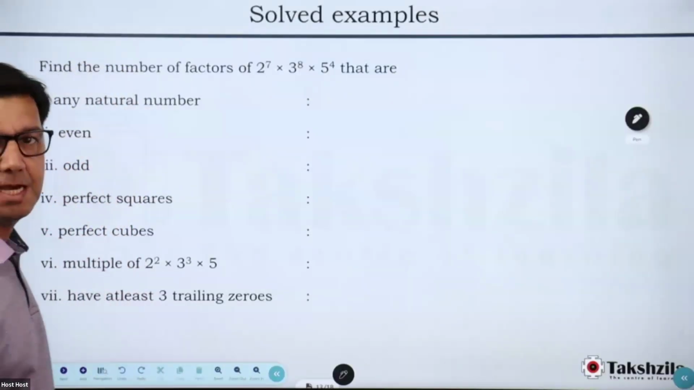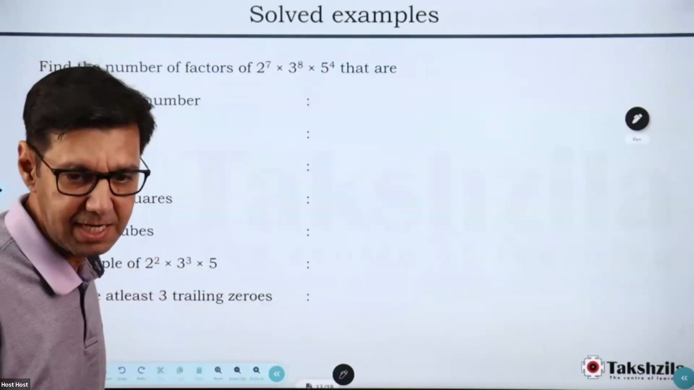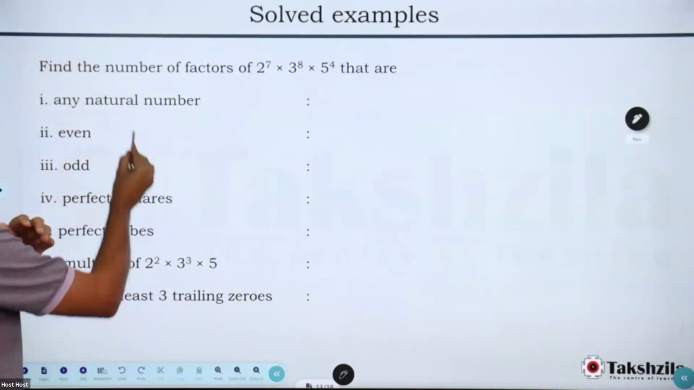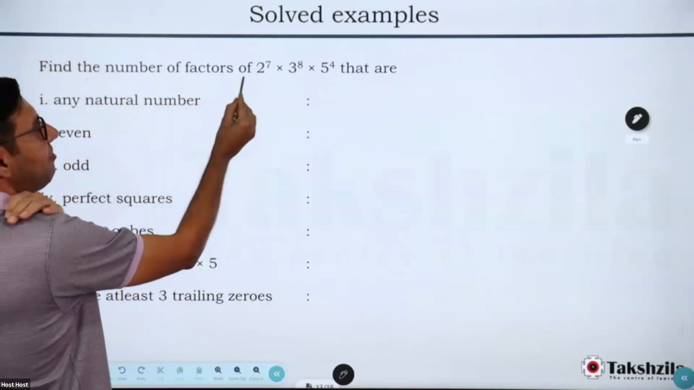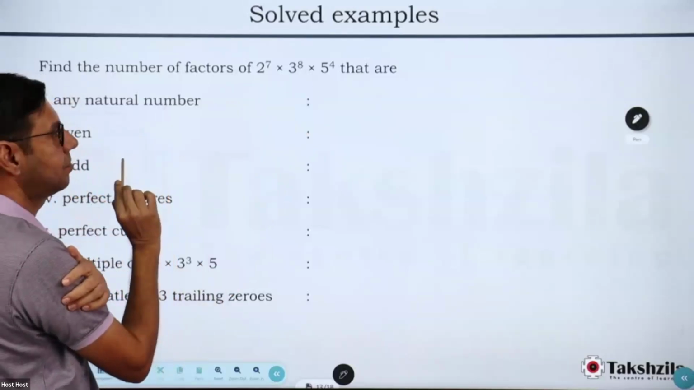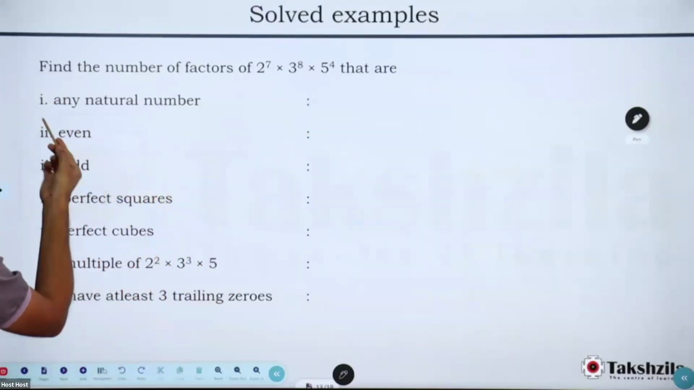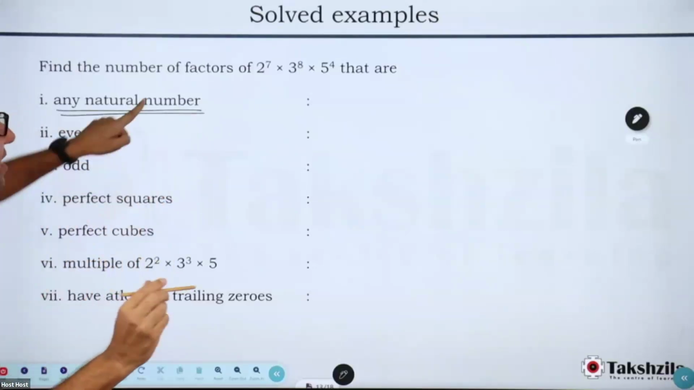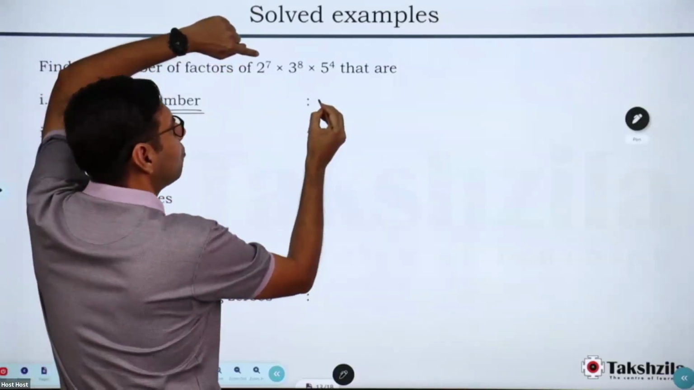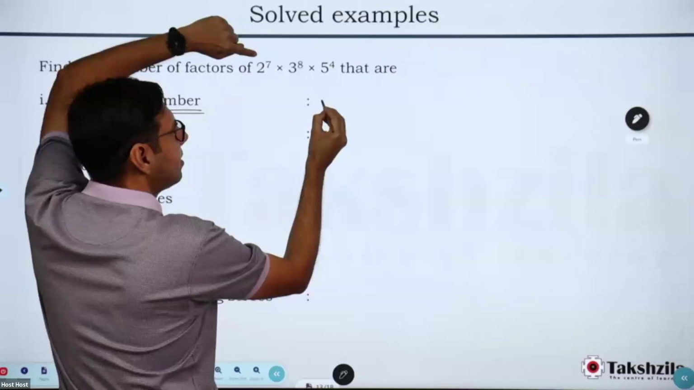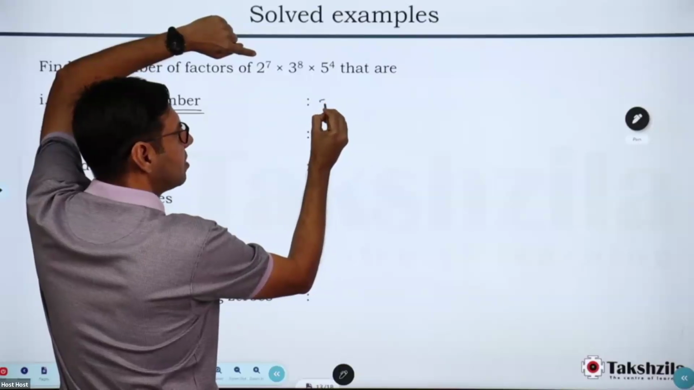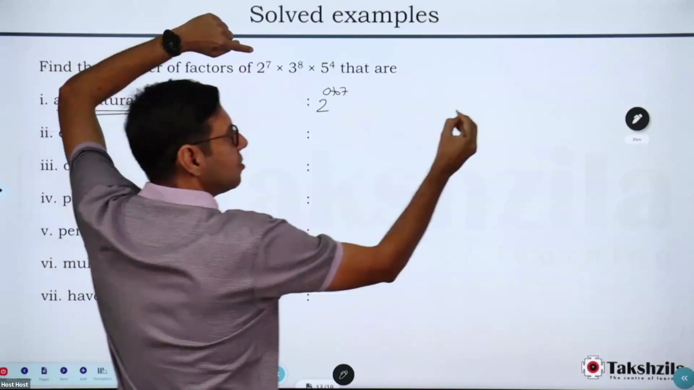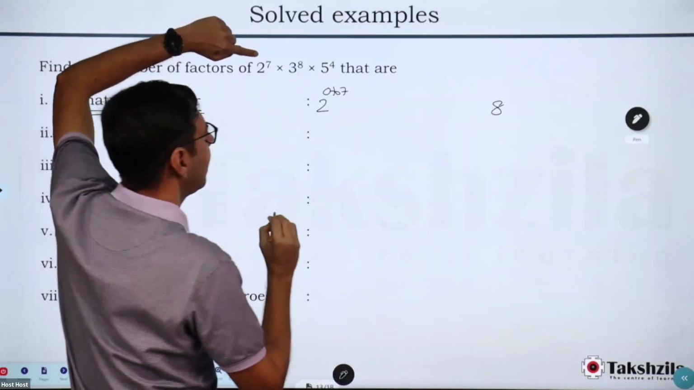So some solved examples, students. We still have one slide more to go for number of common factors, so let me finish this. Find the number of factors of this that are any natural number. It could be anything. So the power could go from 0 to 7, so the answer you would write is 8.